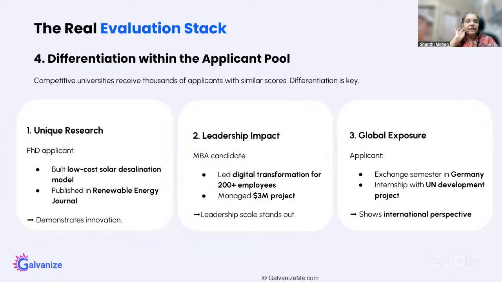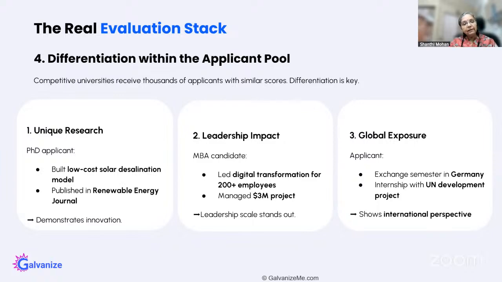The final layer is how you bring in differentiation. For example, most of the students would have an 8.6 CGPA, some 330 in their GRE, 8 or 9 in IELTS. But a student who comes with a global exposure might stand out. We are not going to penalize you just because you don't have global exposure. But having global exposure really helps the student, and it need not necessarily be a physical presence in a foreign country. You could have worked with a foreign or international organization. Even that showcases some differentiation in your profile.